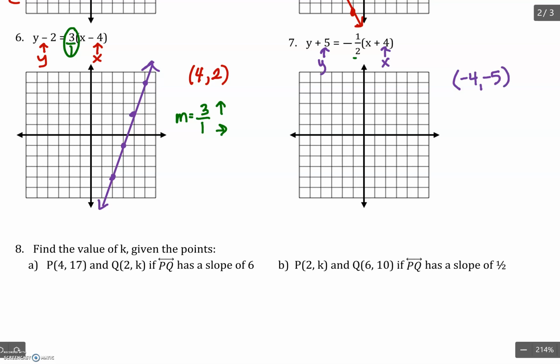And then your slope is here, and it's a -1/2. Now that negative is in front. Remember, we don't put a negative on the bottom, so it's really floating on top there. So we are going down 1 and then right 2. So to plot that, we're going to go (-4, -5) first. And then our slope is down 1, right 2, up 1, left 2, and it's this teeny tiny little line here.